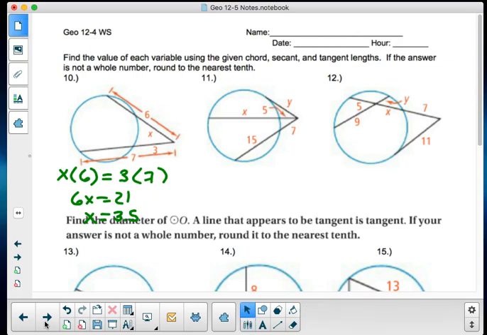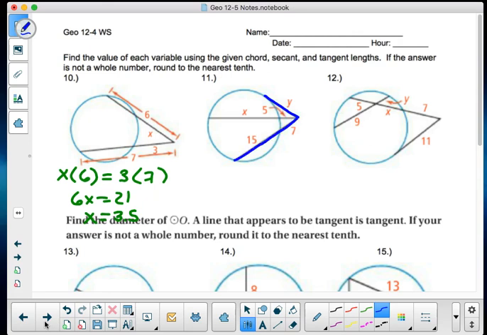In 11, I have 2 things going on. I have this one and this one. So I'm going to go, hey, well, you know, y squared, that's the outside times the entire length with a tangent. Tangent is y squared, and a secant is 7 times 22. So now I got 7 times 22, and 22 is 15 plus 7. 7 times 22 is going to get us 154. So now the square root of 154 is going to give us 12.4.